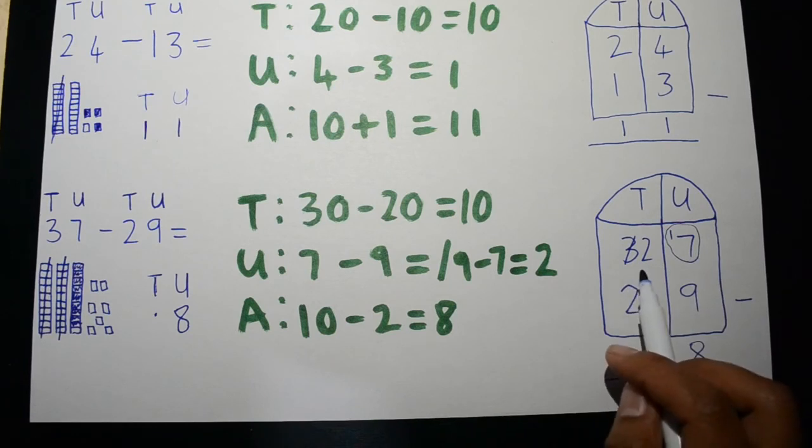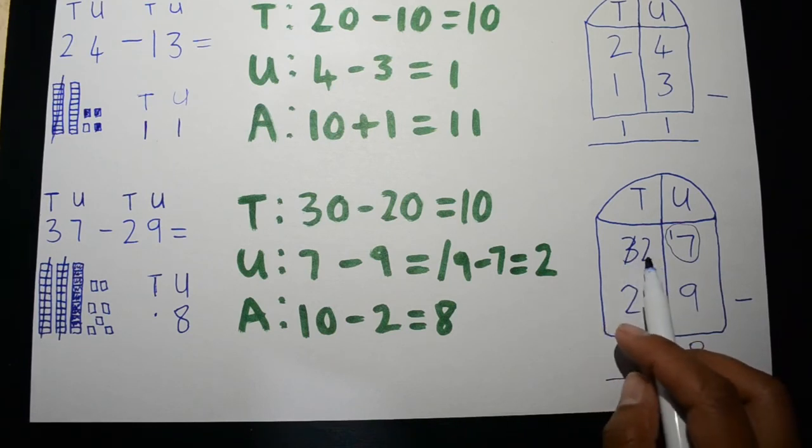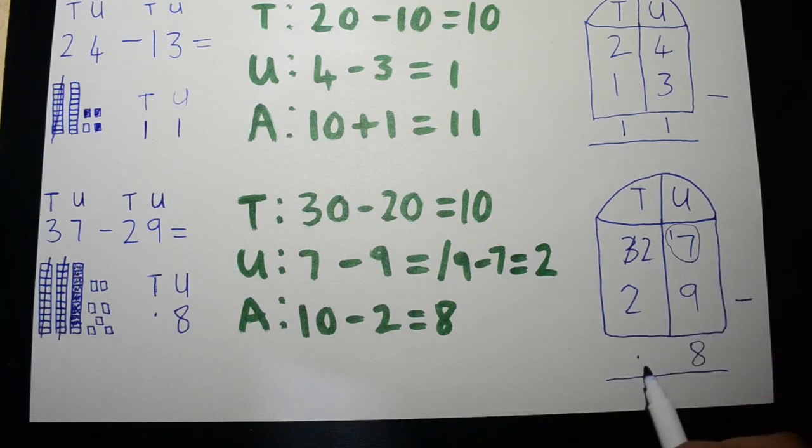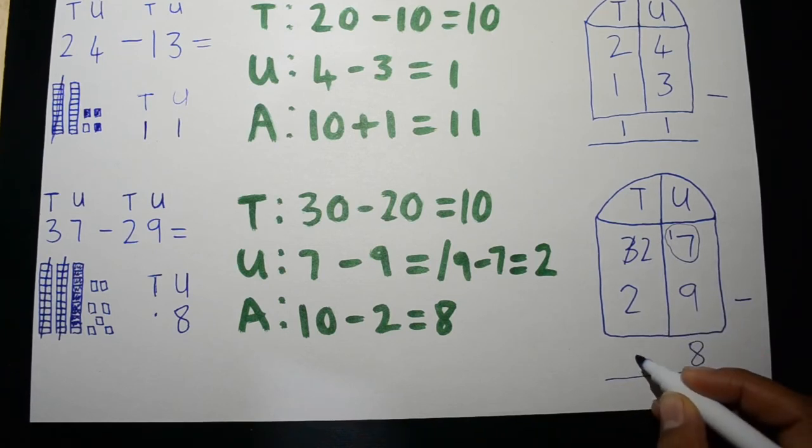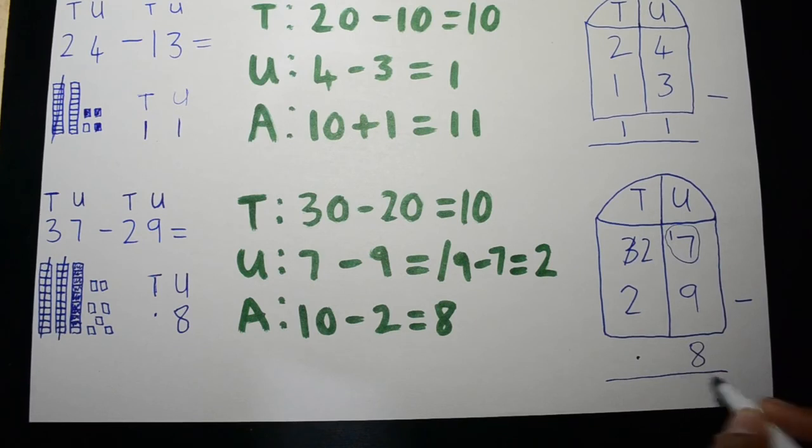Then we come here to the tens side. Remember, we're left with 2 now, and 2 minus 2 gives us 0, and I just put a dot. So the answer is 8.